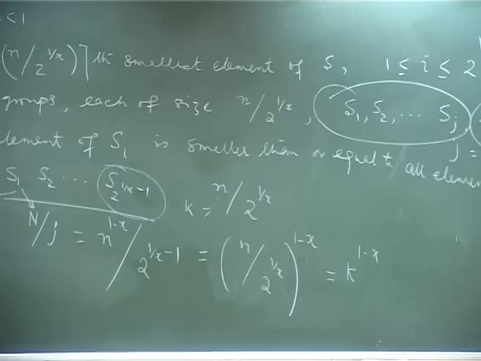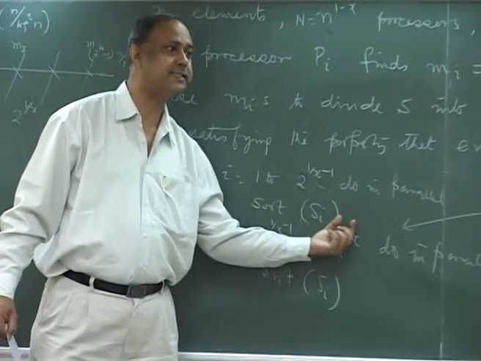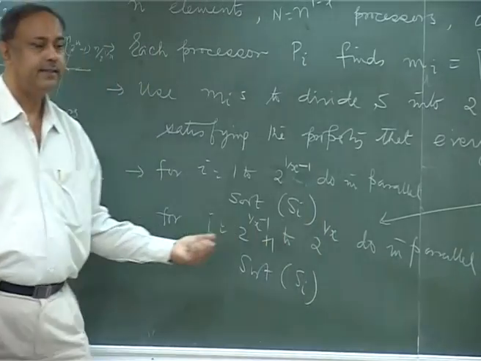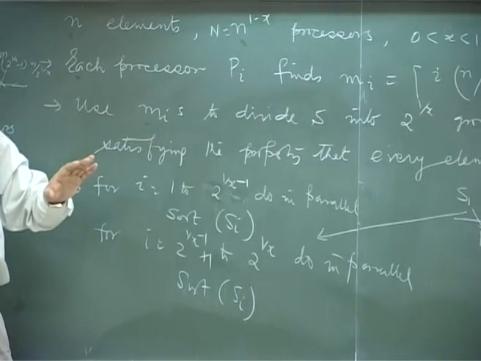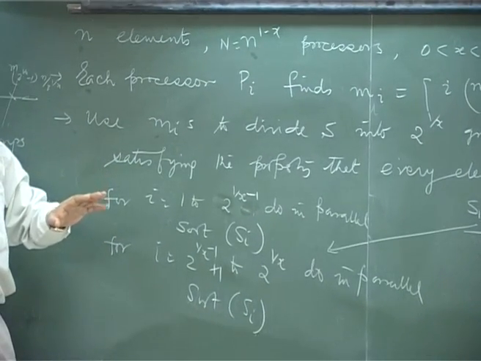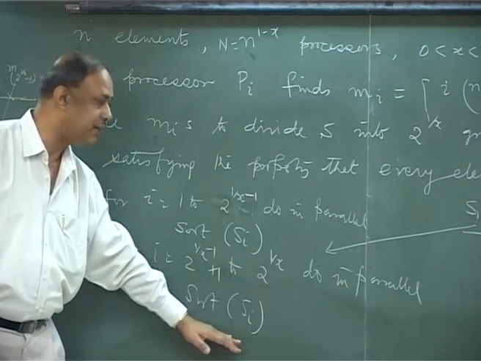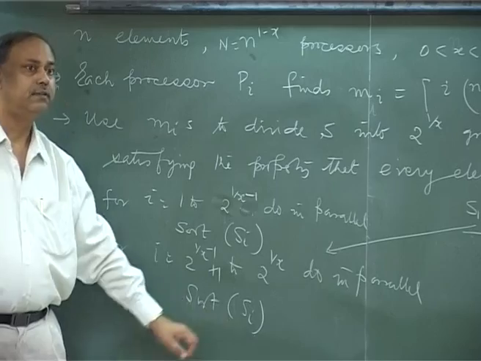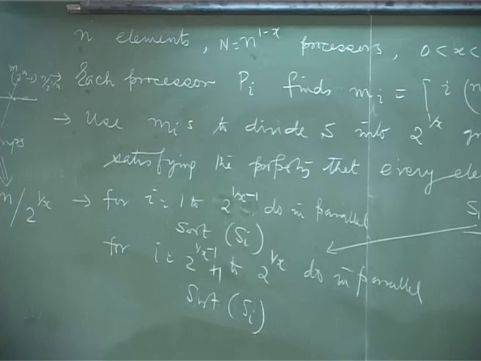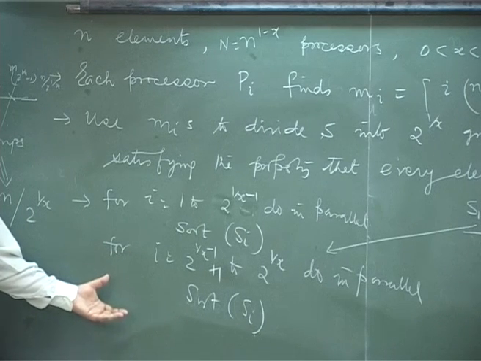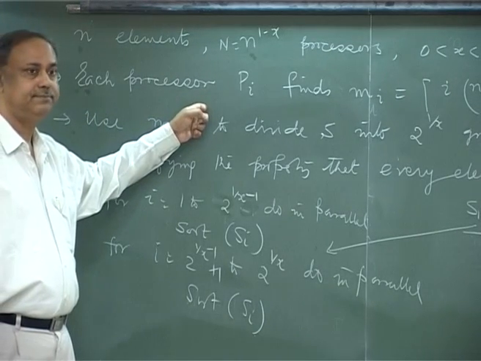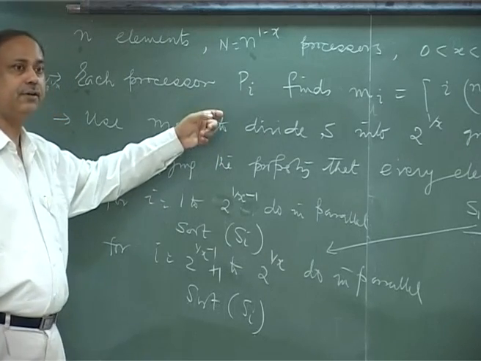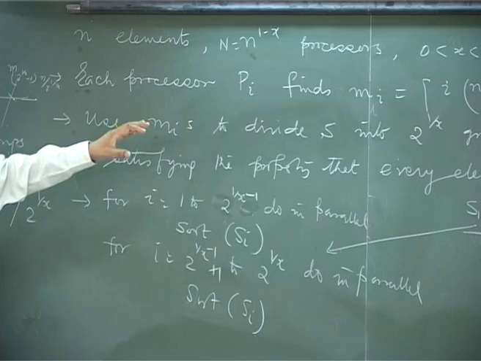So you can use it recursively to sort S1, S2, Sj using that same total number n to the power 1 minus x of processors. You have not taken any additional processors. Agreed? If that is the case, after that again in the same way you can do this one. So finally you will get the sorted sequence. You observe this takes order n to the power x time. This takes order n to the power x time. Agreed or not? Because we have already done it.